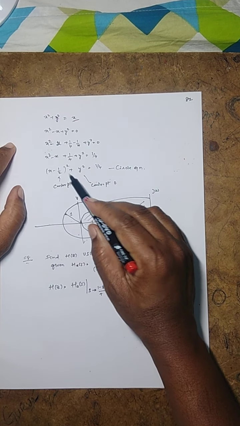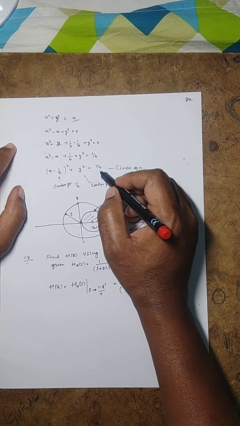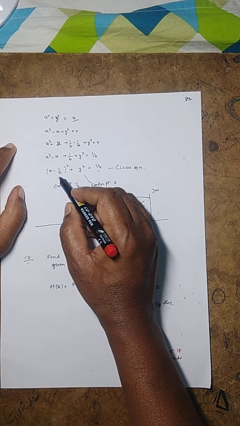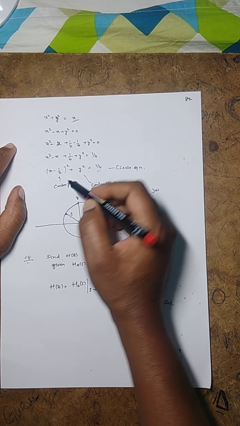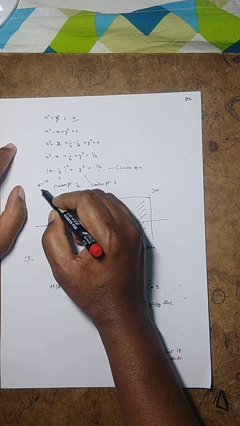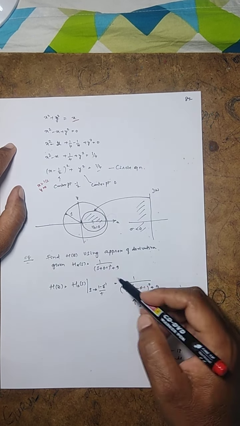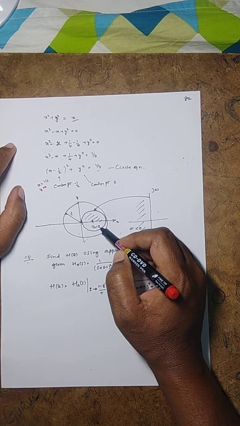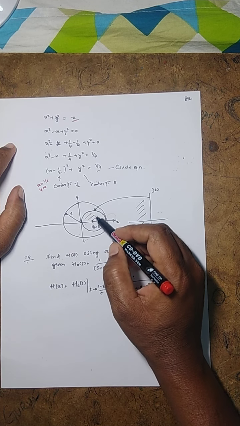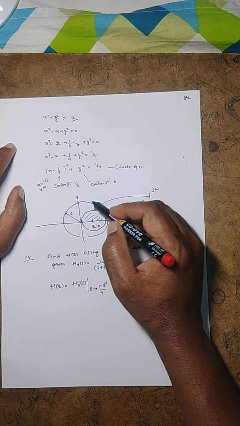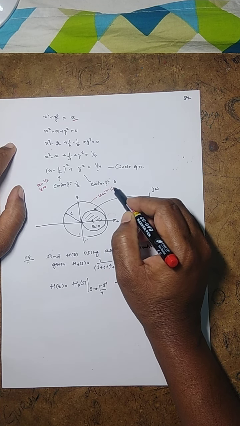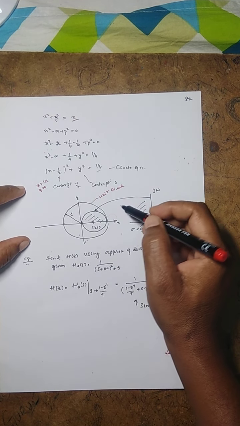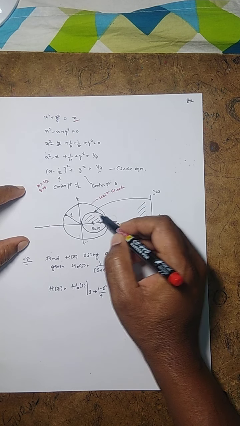What is this? This is the equation of a circle with radius 1/4. The center point is x = 1/2 and y = 0. So this is the point where x = 1/2 and y = 0, and it is a circle of radius 1/4. This is a unit circle.